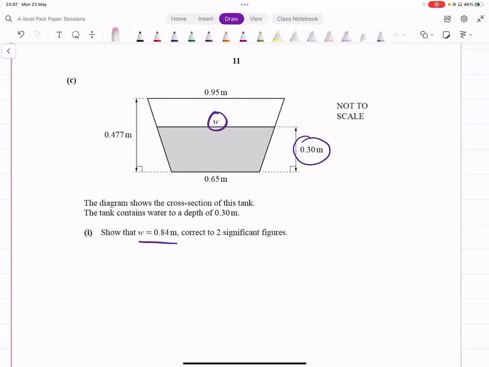How do we think about this? So we've got some information given. We've got two trapeziums. This is 0.95. This is W. We've got the heights. This is 0.477. This is 0.3. Now, a common mistake here is to assume that the two trapeziums are similar. So that's a common mistake that people do here.